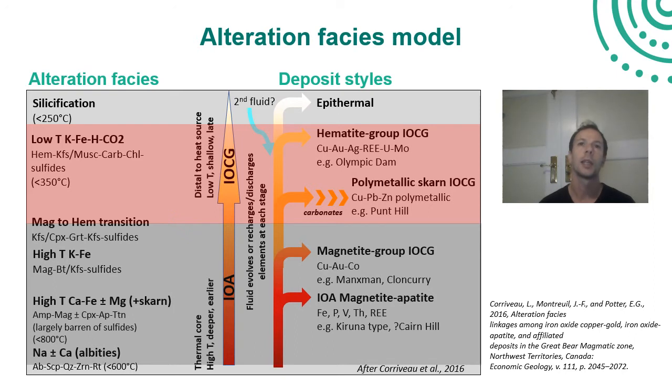In South Australia, most explorers are interested in the hematite style of deposit because they're far more copper endowed, and so the objective was really to try to see what are the characteristics that help you vector from magnetite style deposits towards hematite style deposits that explorers are in particular looking for.